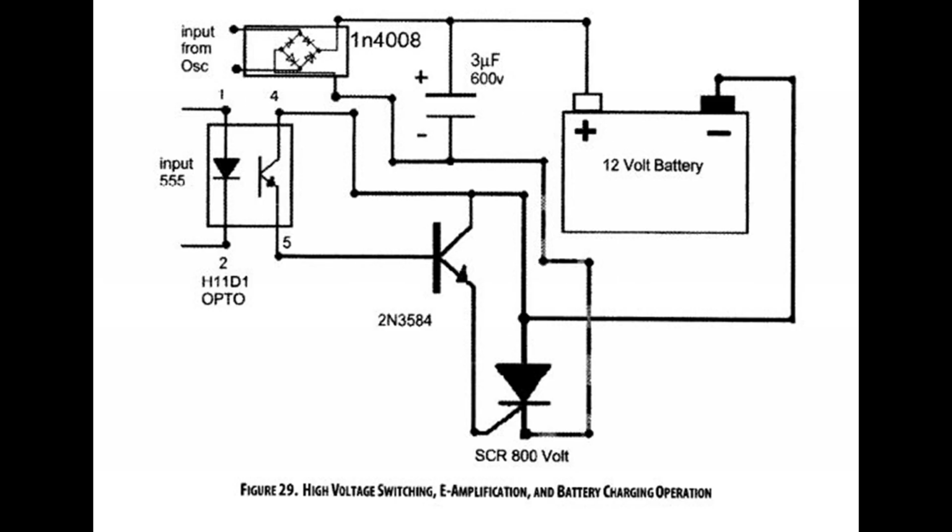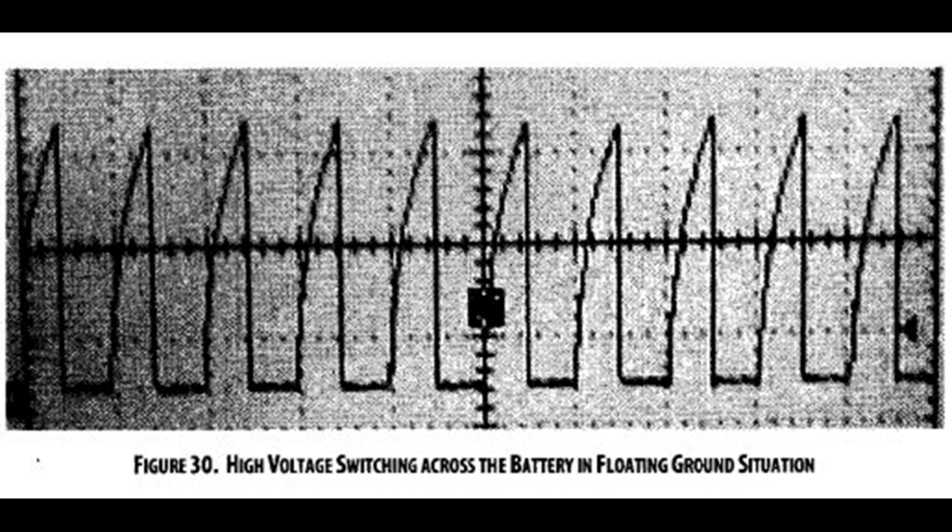Figure 29 is a schematic of the invention's high-voltage switching, environmentally amplifying, and battery charging operation. The silicon-controlled rectifier shown is mounted in inverted position, because of the use of negative energy. The battery part of the circuit receiving the negative recharging pulses is in floating ground condition and is isolated from the main grounding of the system. Figure 30 is an oscilloscope trace of the high-voltage switching potential across the battery under charge in its floating ground situation. Polarity inversion is used in applying the signal, because of the use of negative energy charging.